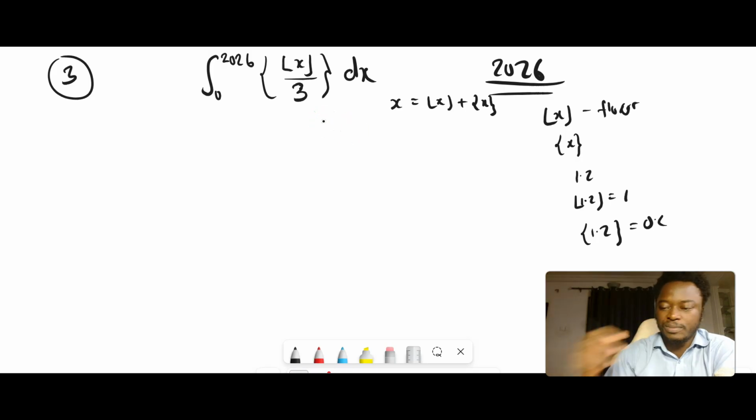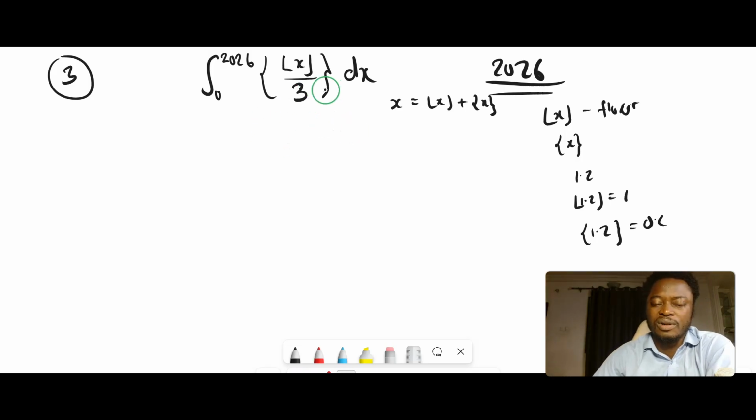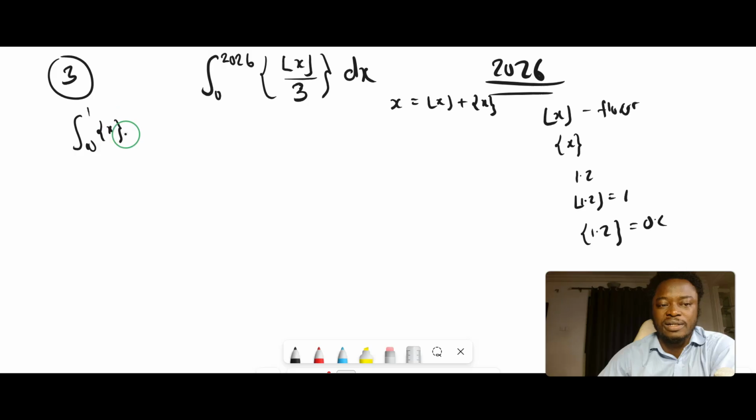Now this may look impossible to work out because you have a fractional part and then you have a dx. So how do we even untangle this? Well, let me tell you something for free. The integral from 0 to 1 of the fractional part of x dx actually equals 0.